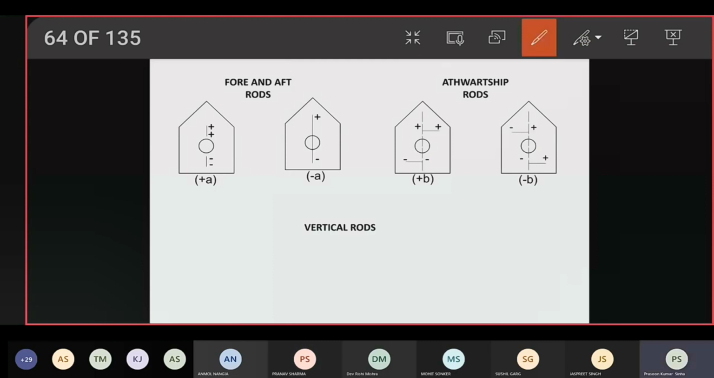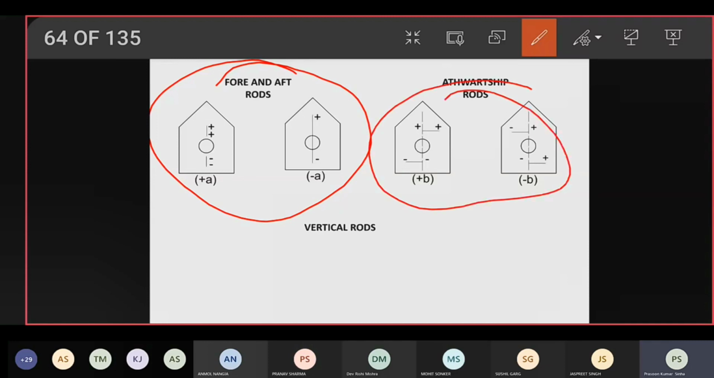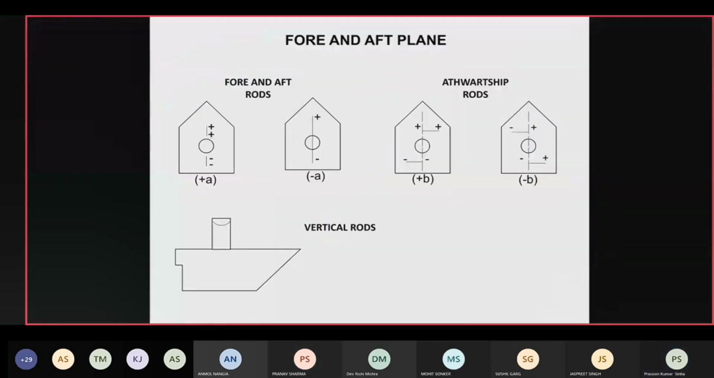So in this situation, as we have seen, rod A can be positive or rod A can be negative. Similarly, rod B also can be positive or negative depending on their location with respect to the compass. So we are still talking about the forward aft plane, a rod which is either forward or aft of the compass, but this time this is the third rod which will be aligned vertically. So now we are taking a side view of the ship so that we can see the vertical placement of the rod.